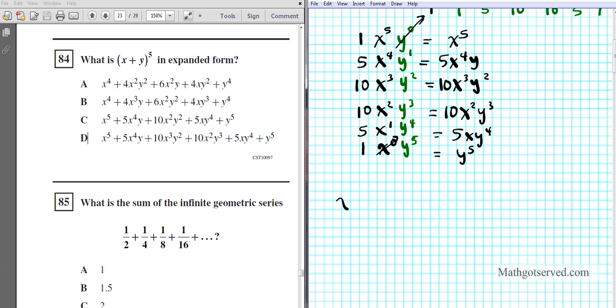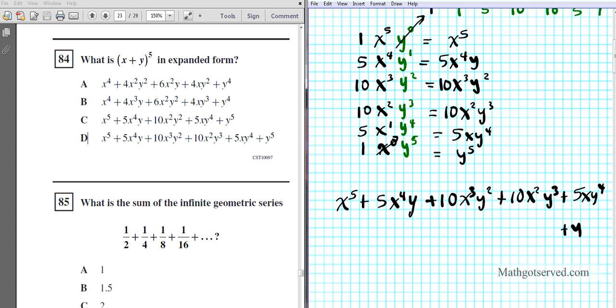So it's going to be x to the fifth plus 5x to the fourth y plus 10x to the third y squared plus 10x squared y cubed plus 5xy to the fourth plus y to the fifth. Okay? The answer is option letter D for number 84. Alright, let's move along to 85.